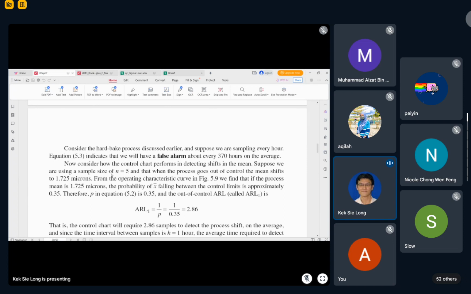Suppose we are using a sample size of n equal to 5. When the process goes out of control, the mean shifts to 1.725. From the operating characteristic curve, you can refer to figure 5.9. We find that if the process mean is 1.725 microns, the probability of X bar falling between the control limit is approximately 0.35. This is another probability I had mentioned just now.